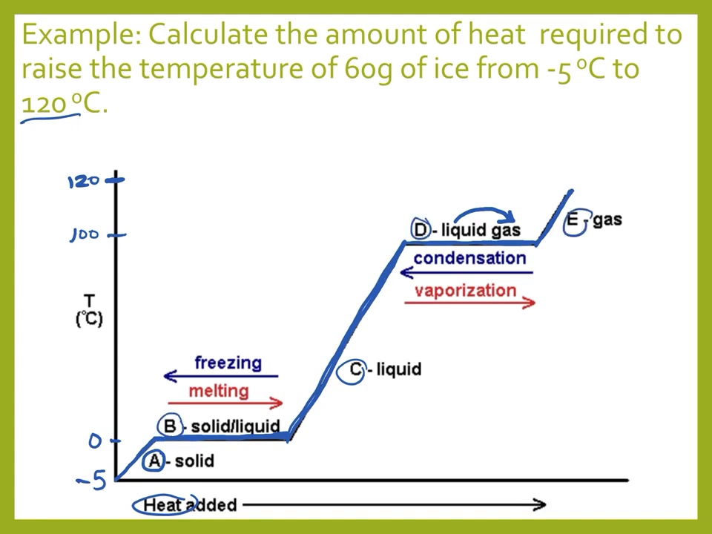So we're going to split our calculations into those 5 different sections. The mass is going to be the same for every single one. The 2 state changes don't involve a temperature change. And the other 3 sections, as a solid, as a liquid, and as a gas, we have temperature changes from -5 to 0, from 0 to 100, and from 100 to 120. So we'll go through those calculations.